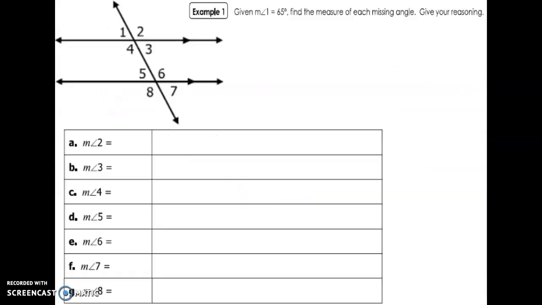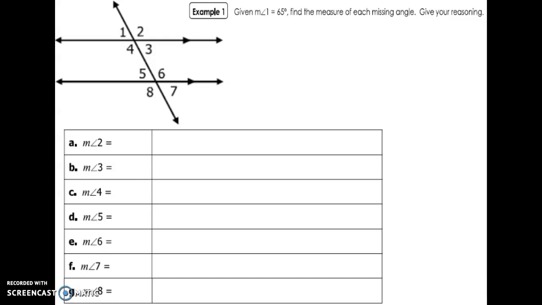Let's look at example 1. Example 1 says, given the measure of angle 1 is 65 degrees, find the measure of each missing angle, and give your reasoning. So there's quite a couple of ways you can approach this. It has quite different answers, a lot of reasonings. They don't necessarily have to be just one. There's a couple of ways that you can go about these.